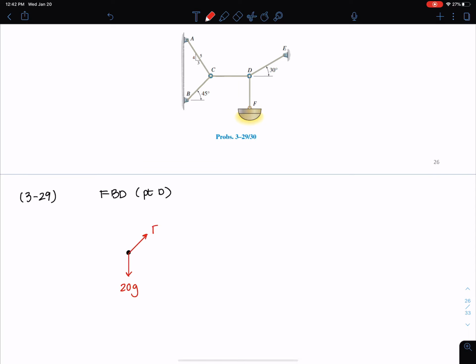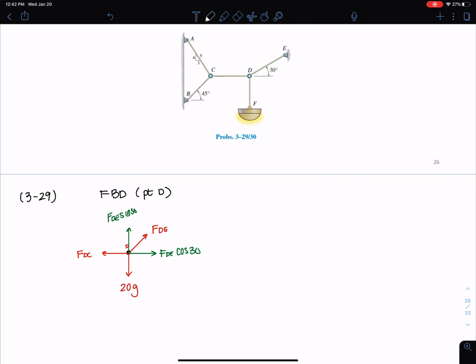And I have FDE from that cable above, and I have FCD or FDC, whichever one you want to call that. And remember, this is point D. Now I'm going to put this FDE force into components. We have a 30-degree angle that this makes with the horizontal, so I have FDE cosine 30 here, and I have FDE sine 30.